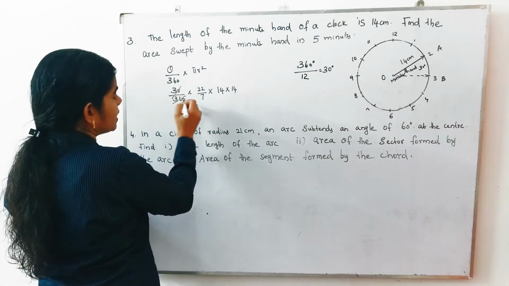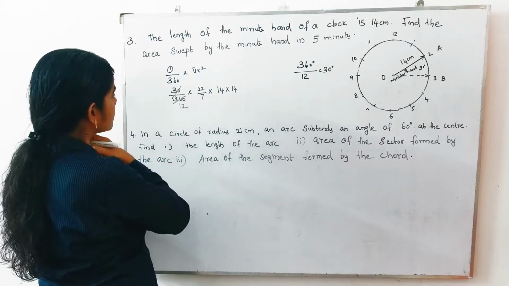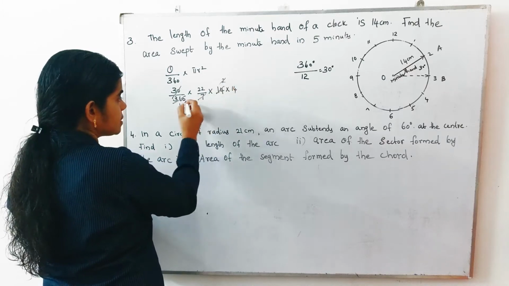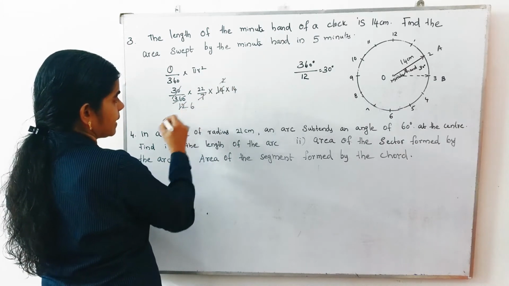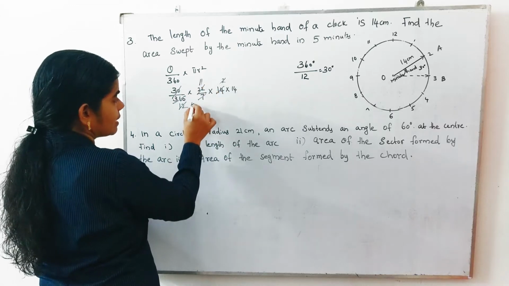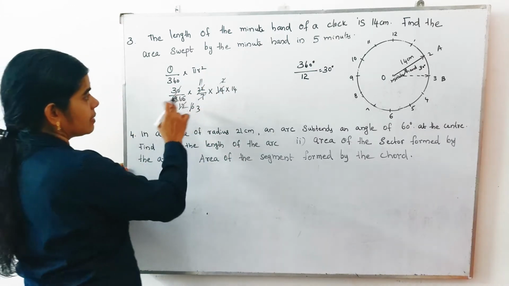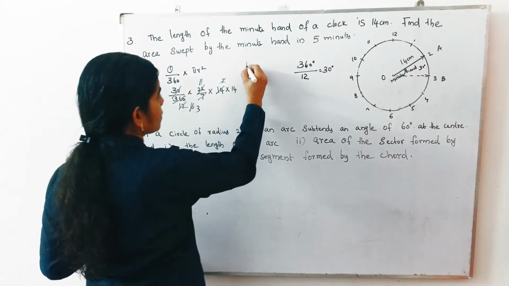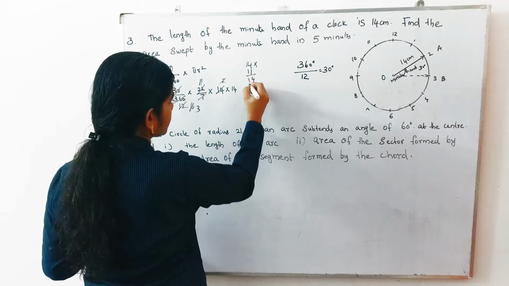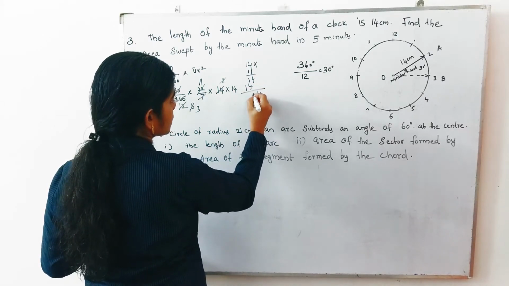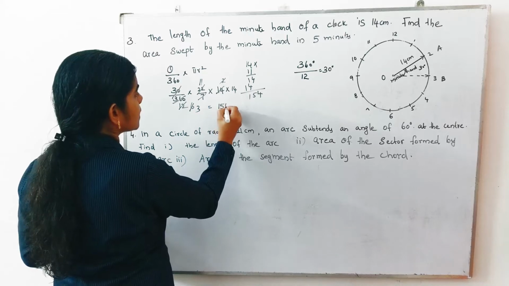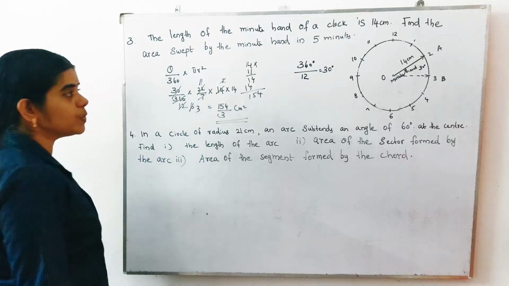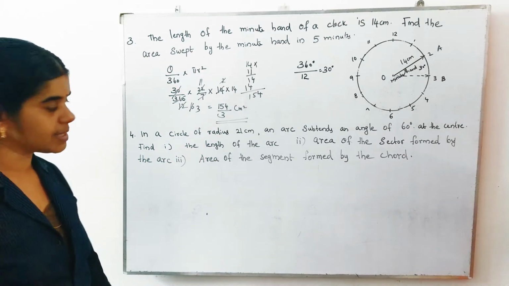Then how many times? 12 times. Then 7 twos. This 2 and 12 cut 6 times. Then again 2, you will get 11. Thus you will get 3. Then you will get 11 into 14 divided by 3, 14 into 11. 154 divided by 3 centimeter square will be the area moved by the minute hand in 5 minutes.